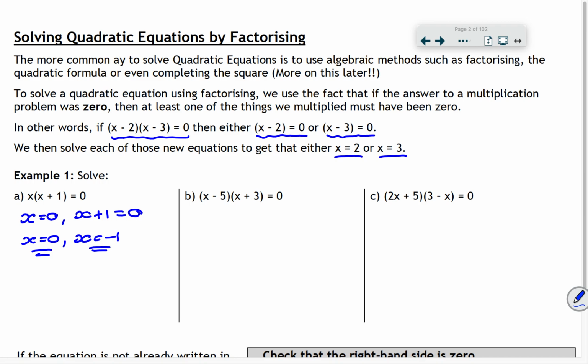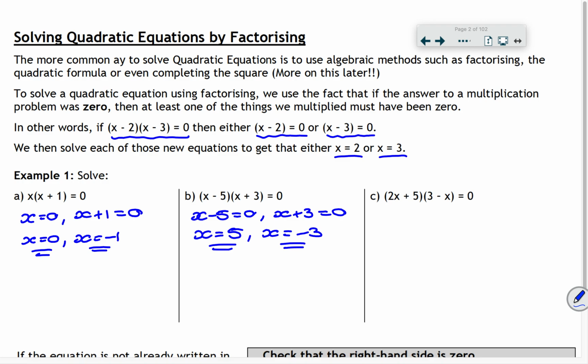The second example, we have x minus 5 in one bracket and x plus 3 in the other bracket equal to 0. So that means that x minus 5 is equal to 0 or x plus 3 is equal to 0. So that means that x is equal to 5 and that x is equal to negative 3.